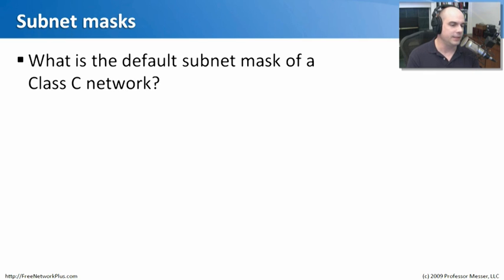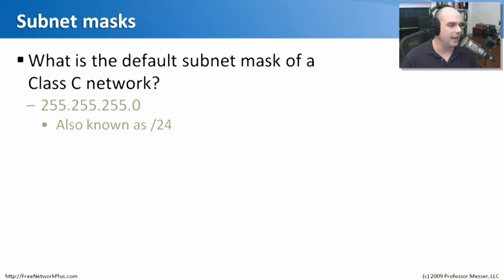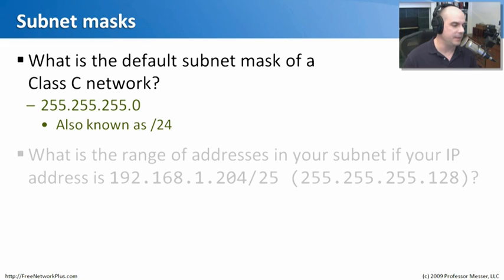What is the default subnet mask of a Class C network? If you remember our class-based networking, we had a Class A, a Class B, and a Class C. So what is our Class C subnet mask? If you recall, it's 255.255.255.0. If we were to write it out in our classless CIDR block notation, we could write it as a /24. So if somebody says you have a Class C subnet here, that's what they're referring to as that subnet mask.